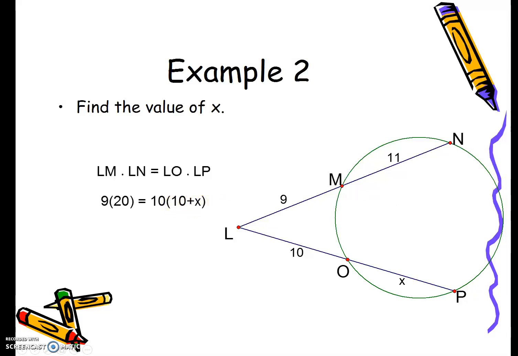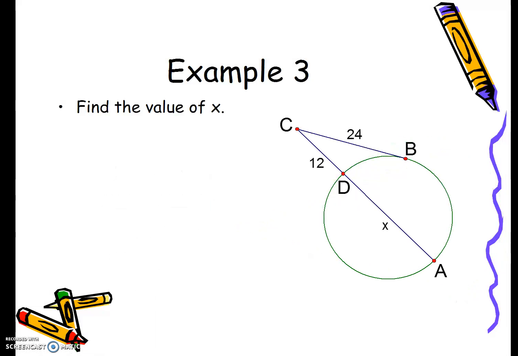10 plus x. Okay, so for this one, you're going to have to distribute through with the 10, and I get 100 plus 10x. 9 times 20 is 180, and then from there, we're just kind of using algebra. So subtract 100, divide by 10, so the x value is equal to 8. So the hardest part about this is getting this set up here to make sure that's correct, and then from there, it's just using algebra.